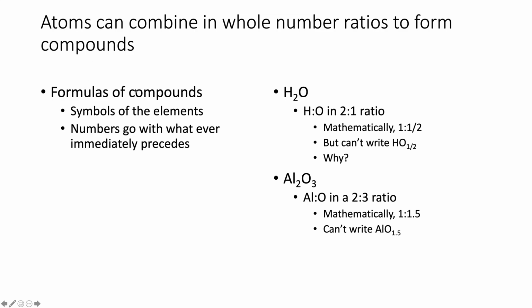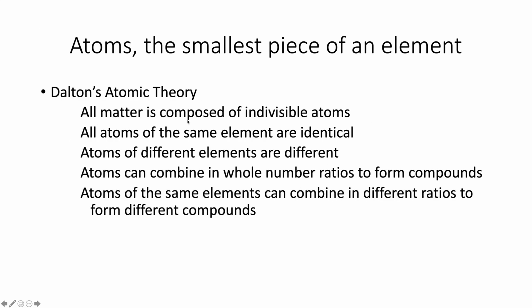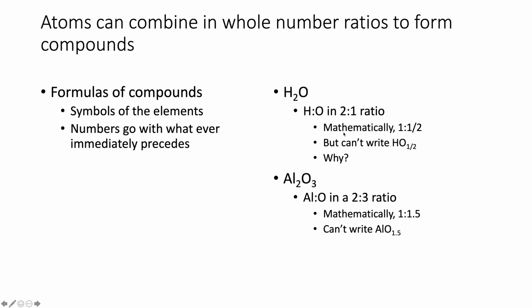If we look at the formula of a compound, it has the symbols of the elements and then the numbers, and the numbers go with whatever immediately precedes. For example, of these two formulas, this is water, and this is aluminum oxide. The 2 goes with the hydrogen, and there's an implied 1 for oxygen. So this is hydrogen and oxygen in a 2-to-1 ratio. Mathematically, we could say it's 1 hydrogen to half an oxygen, but we can't write the formula this way. Why is that? Because atoms are indivisible. There's no such thing as half an atom.